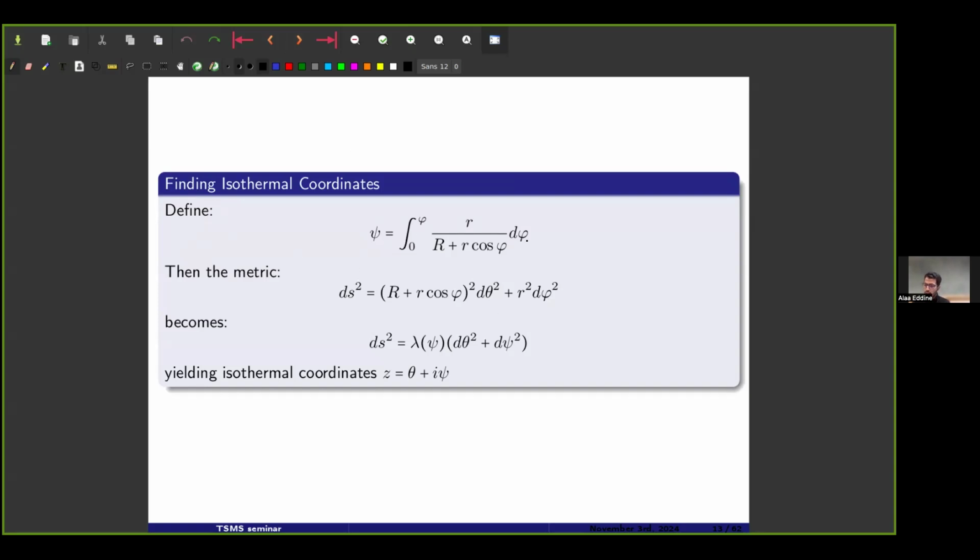But if we use this change of coordinates, changing phi to psi, we will get isothermal coordinates, and the metric will be just the Euclidean metric times some positive function. And I need to say that finding isothermal coordinates explicitly is a very hard task, usually it is not very easy.